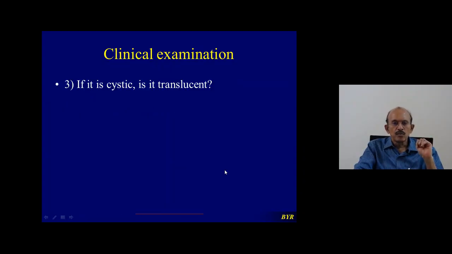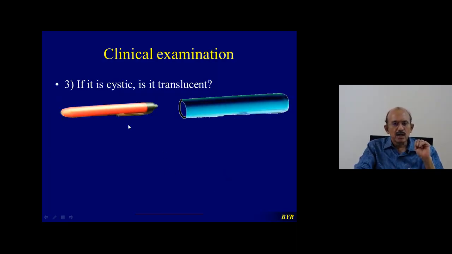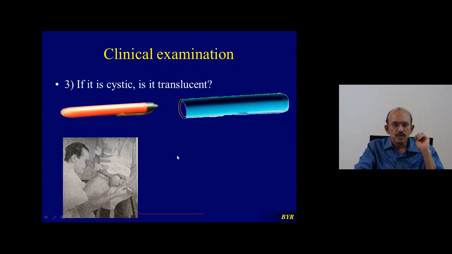Then you do the translucency test. You must have a pen torch and a tube like this. This is called a transilluminoscope. This is not a very big instrument. The name is big, but the instrument is very small. It is nothing but an opaque tube. So you keep the torch on one side and look through the tube from the other side.